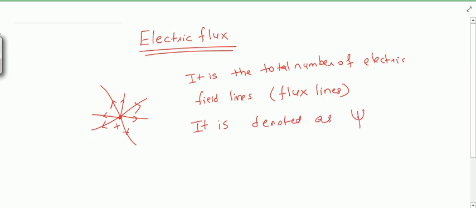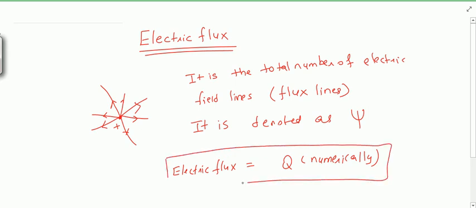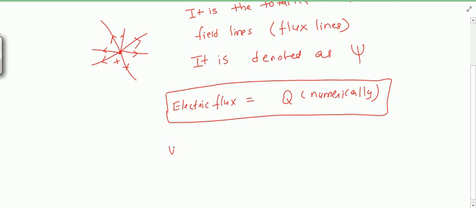It is denoted as psi. Generally we denote it as psi, but you can denote it by anything, like phi. As this is the total number of electric field lines from a charge, the electric flux in numerical quantity is equal to the charge. It is basically the amount of charge only. So the unit of electric flux is also coulomb.